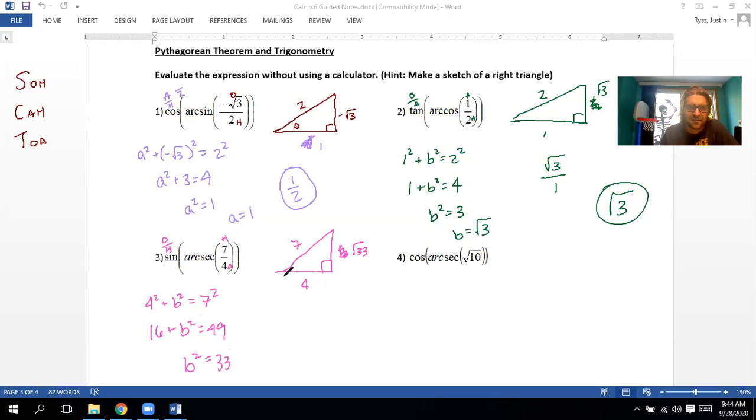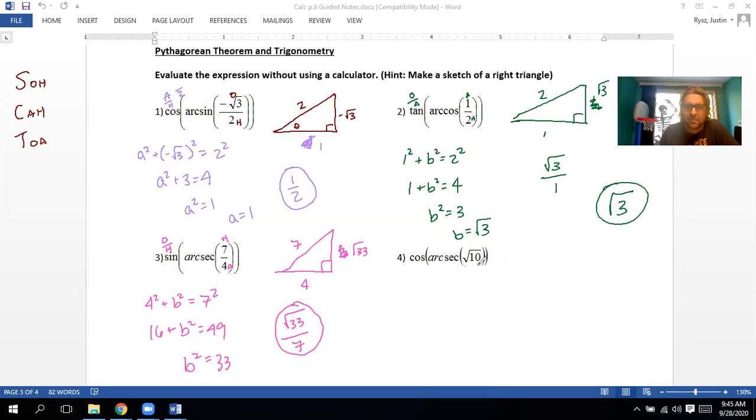So the sine of this would be opposite radical 33 over hypotenuse 7. And that's it. So sometimes we get really ugly numbers. That's okay.